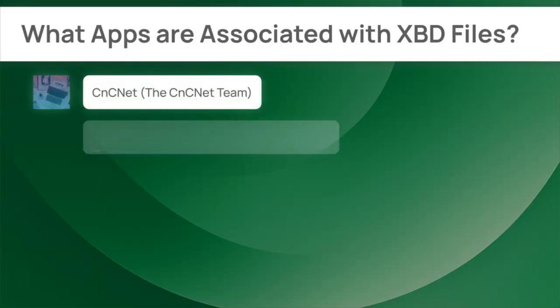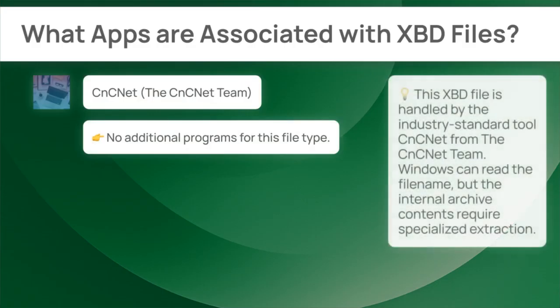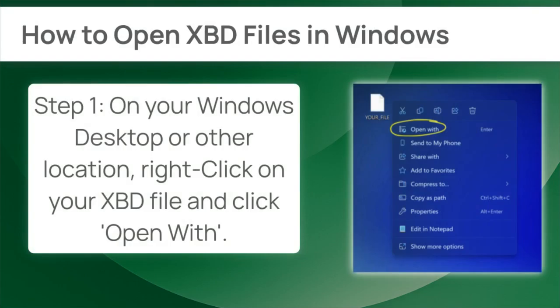In most cases, XBD files work best with CnCNet created by the CnCNet team. Full file extraction and decompression must be managed by a third-party utility. Windows cannot unwrap asset bundles or level data, so specialized tools must be used. The fastest route to success is testing all the options.